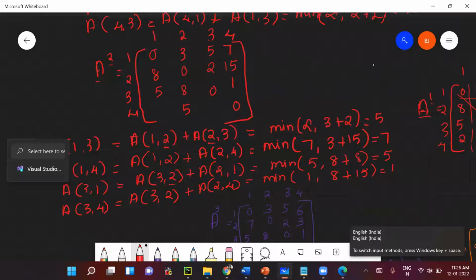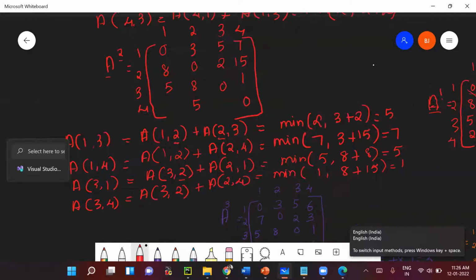Similarly, you will have to find for 4, 1 and then 4, 3. Anybody got the value for 4, 1? Yes, ma'am, 2, ma'am. Okay. And then what is the value of 4, 3? 7. A of 2, 1 we got as 2, and A of 4, 3.